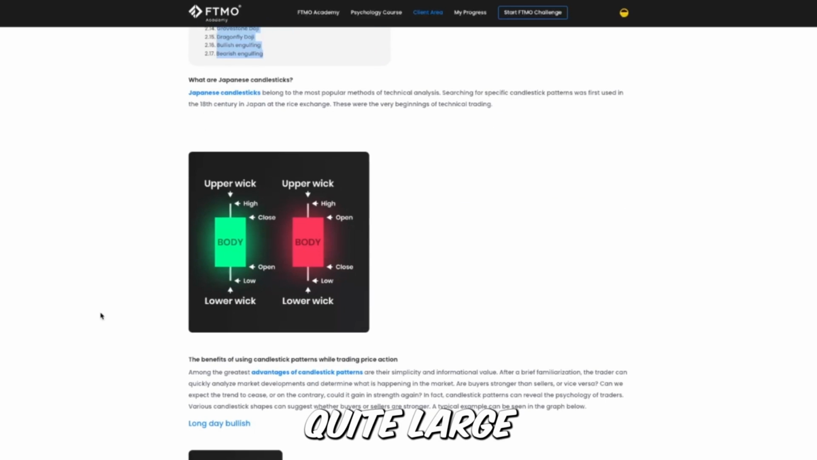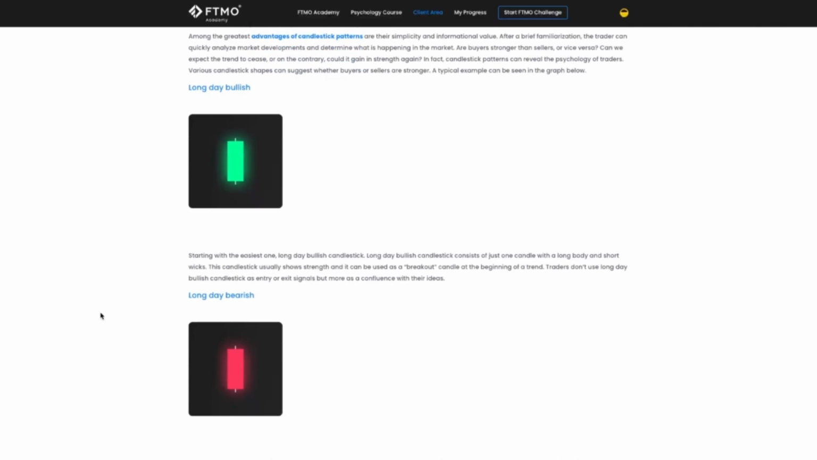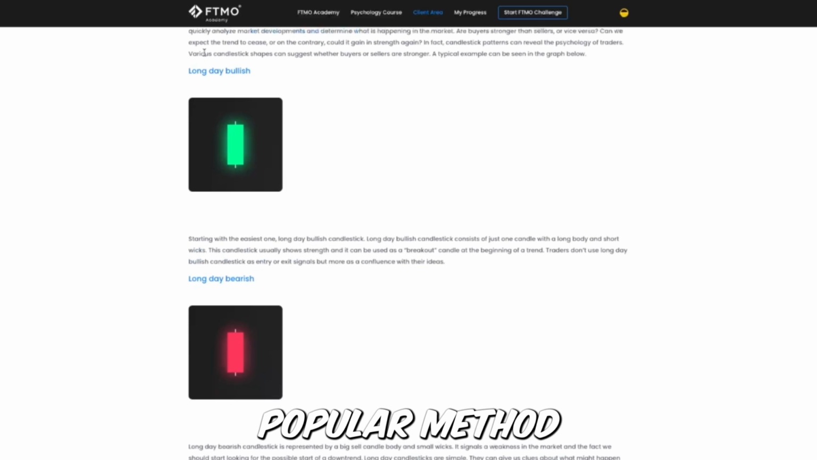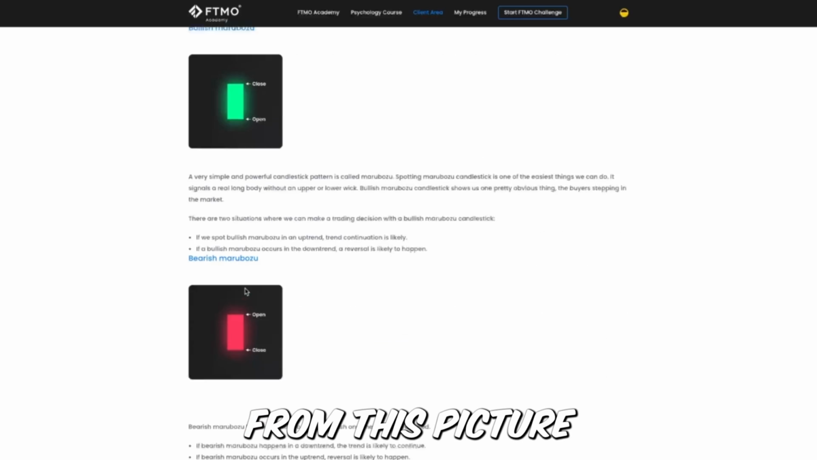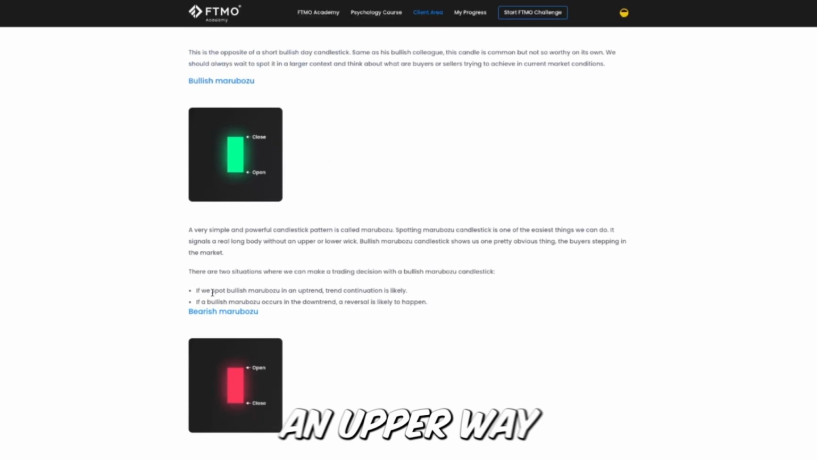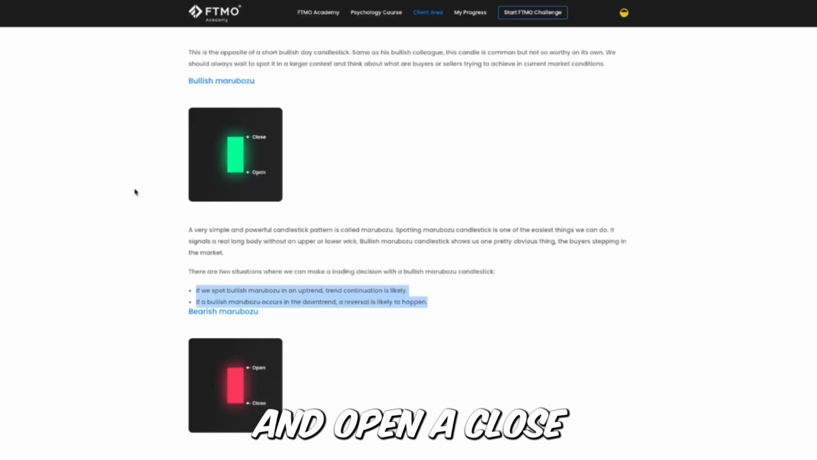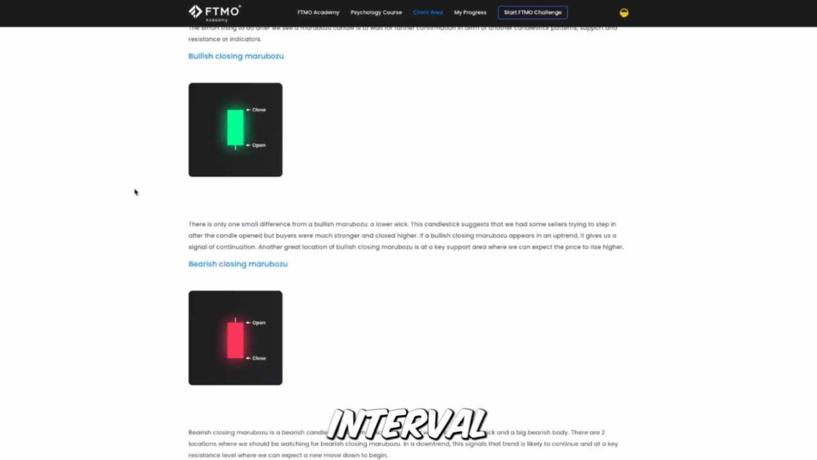The lesson's quite large. I mean, we've got all these different kinds of formations here. However, this is probably the most important thing we need to understand, and the most popular method of technical analysis. From this picture here, we can see an upper wick and a lower wick, an open and close, a high point of the market and a low point of the market in this time interval. So each candle would be based on your time interval.